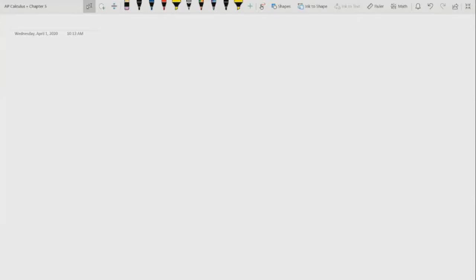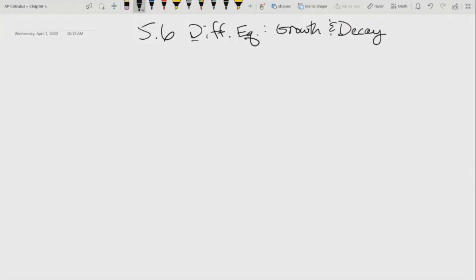Differential equations, and this is 5.6 we're talking about here. Differential equations. We're going to focus on some application stuff, growth and decay. For today, we're going to make sure we understand how to do some new things with differential equations first.